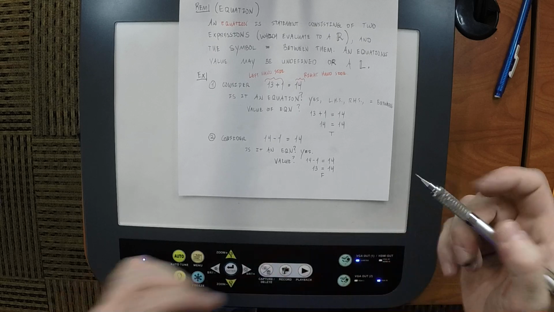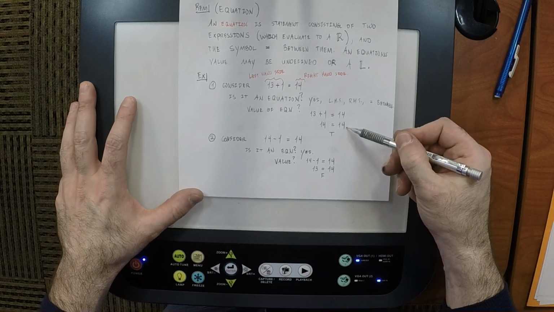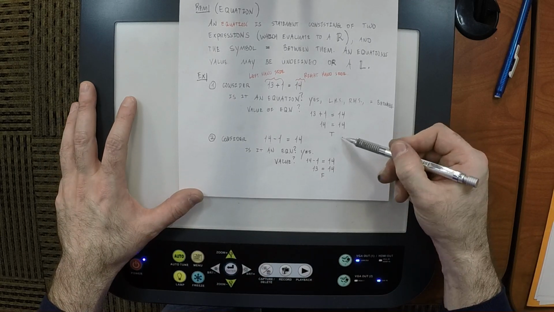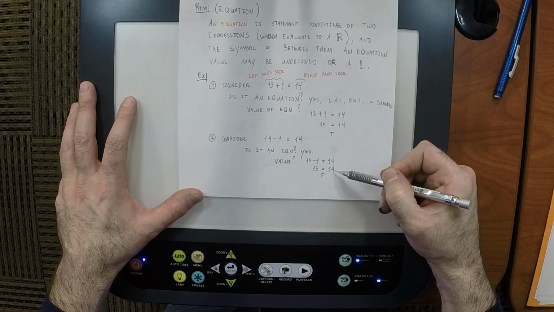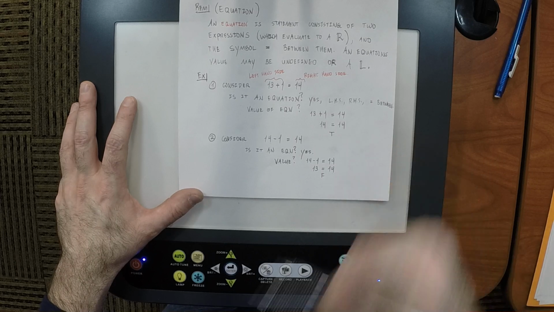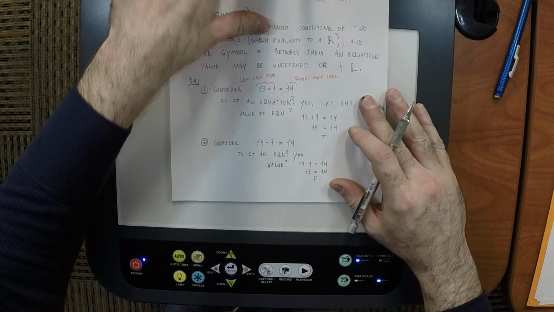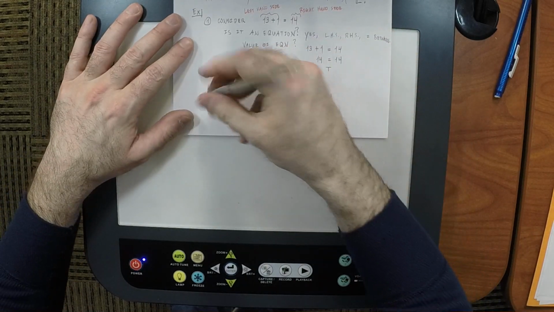So is that one an equation? Yeah. Its value is true. Is that one an equation? Yes. Its value is false.